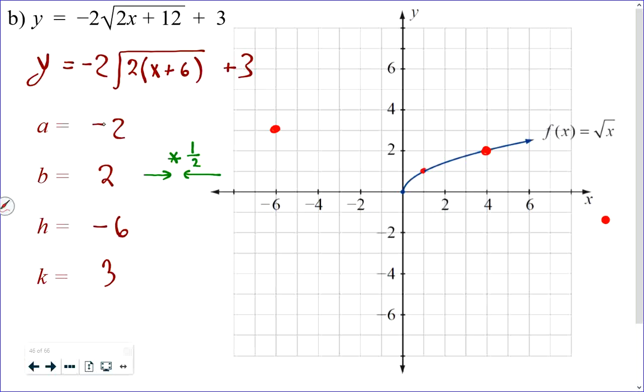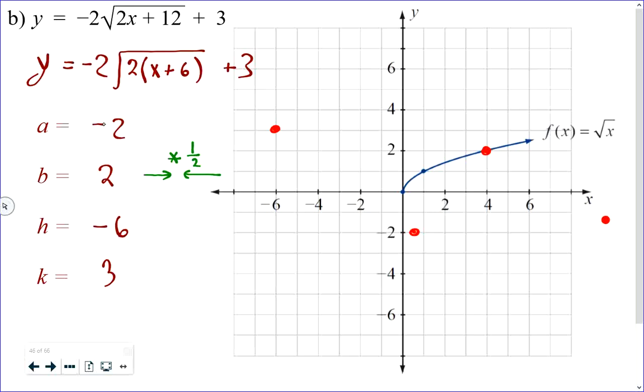What about this key point? Well, I'm going to reflect it vertically, which is going to land it there. I need to stretch it vertically by a factor of 2, which is going to put it here. I need to stretch it horizontally by a half, which is going to put it here. And then I need to move it 6 to the left and 3 up, which I can do.